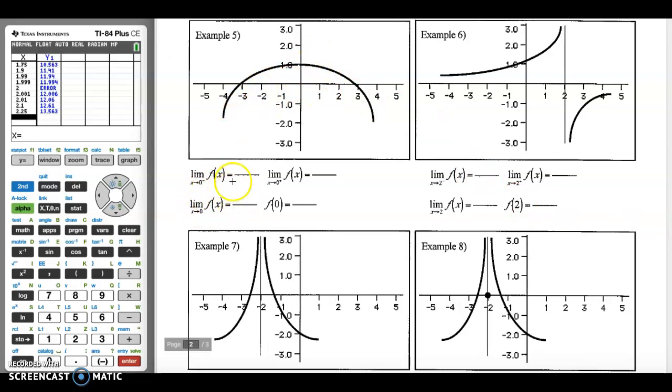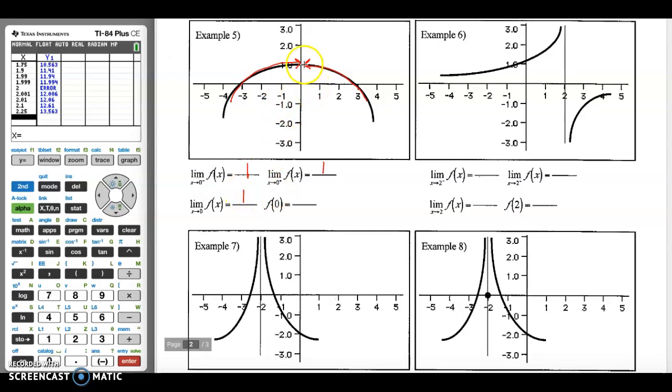This time we're approaching 0, so I'm looking at my x value of 0, which is right down the middle here. So as I approach 0 from the left-hand side, I'm just following my graph, and it looks like my y value is 1. From the right-hand side, following my graph, looks like it's going to be a y value of 1, so my general limit exists and is 1.